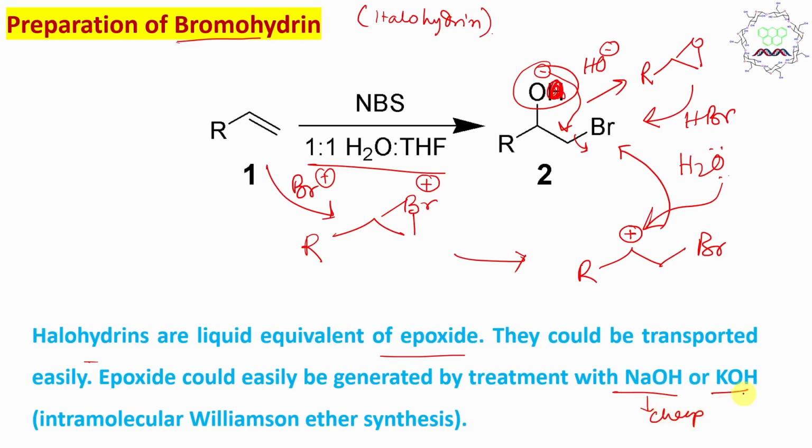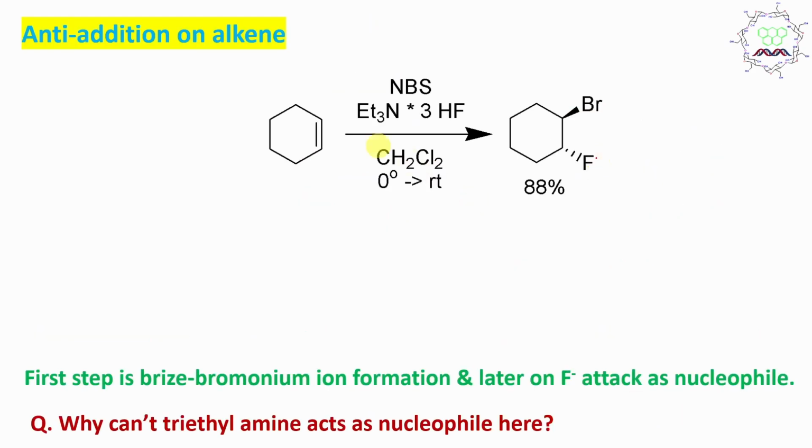If you say KOH, it is relatively costly, but its solubility is more in organic solvent. So based on your reaction condition, you choose the particular reagent. In this way, NBS could be very useful for the preparation of epoxide from alkene via halohydrin. Okay, so let's go to the next reaction.